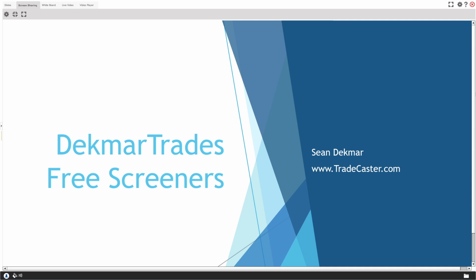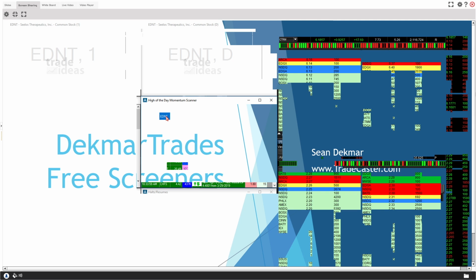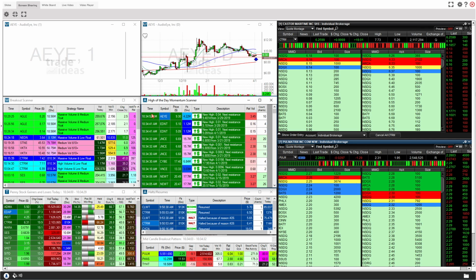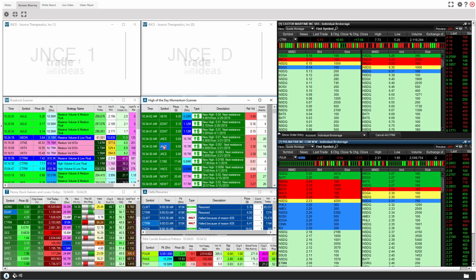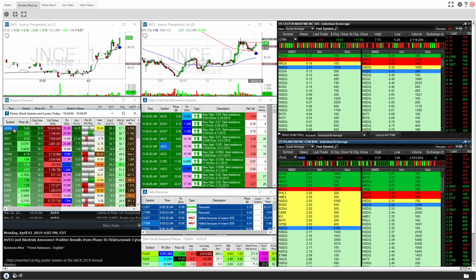Well, a scanner is going to give you real-time data, right? It's going to show you the minute it comes out. And for example, as you guys know, my trade idea scanners right here, right? I have a high of the day momentum scanner. Anything that hits a high of the day, it pops on up the moment it hits that high of the day, right? AEY starts popping on up, we're going to be able to see that. JNCE starts popping on up, we'll be able to see that.